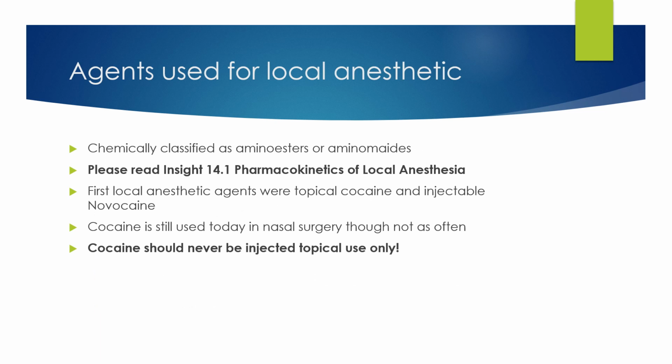Okay, there are a few different agents that are used for local anesthetic. They are chemically classified into two groups: the amino esters or the amino amides. Please read Insight 14.1. That is on the pharmacokinetics of local anesthesia.